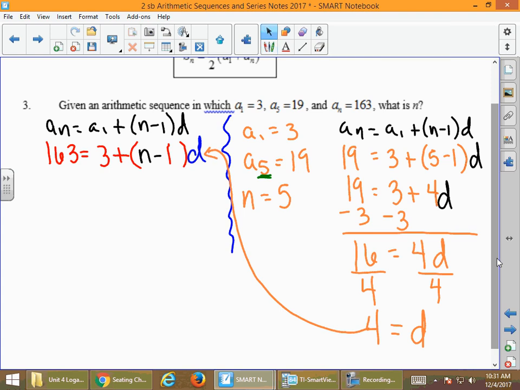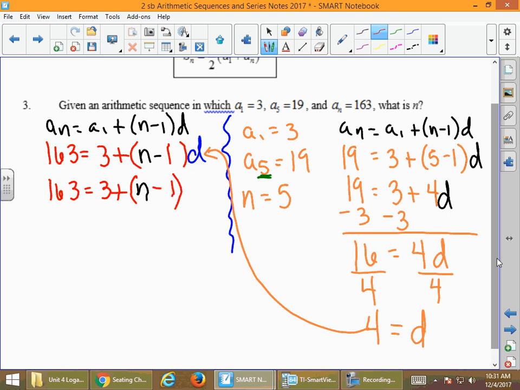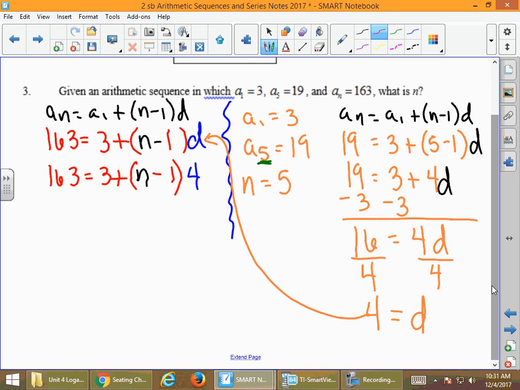So the other stuff stays. We've got 163 equals 3 plus n minus 1. Now we're going to fill in d. We just found out that d is 4. And we're going to let that help us finally figure out the value of n. I'm really sorry. I don't think I left you enough space. You're probably cramming it in at this point. You get 163 equals 3 plus 4n minus 4.